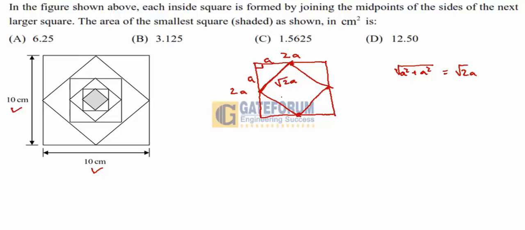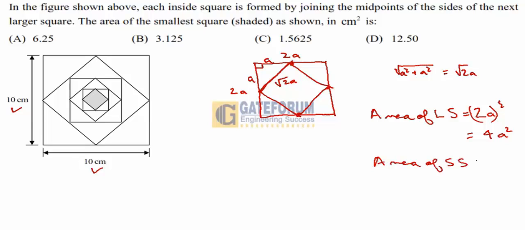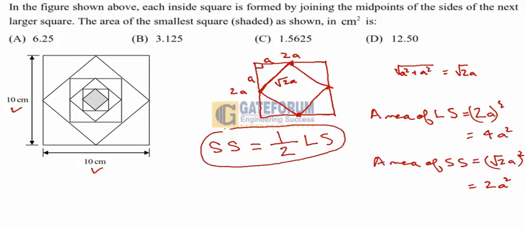Now, what is the area of the larger square? The area of the larger square would be (2a) square, that is equal to 4a square. What will be the area of the smaller square? The smaller square will be (root 2 a) whole square, that is equal to 2a square. So what do we find? That if we join the midpoints, the smaller square's area is nothing but half the area of the larger square. This is what we find out.